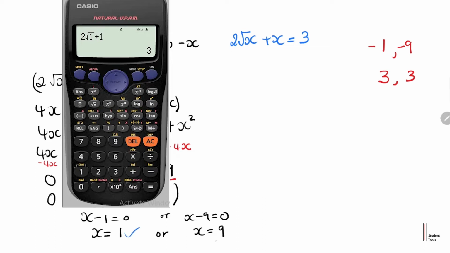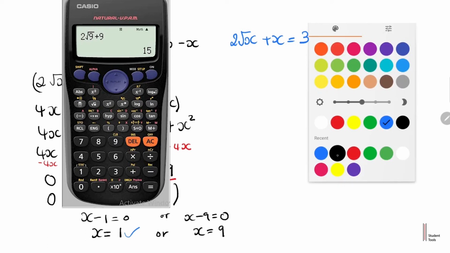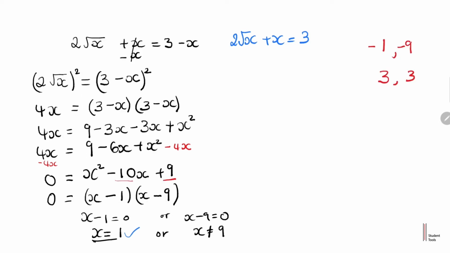And what about the 9? Let us substitute with the 9. So let us start here. We'll delete the 1 and add the 9. And also here, delete the 1, we add the 9. So is that equal to 3? No, it's equal to 15. So that means x is not equal to 9. x is only equal to a positive 1. And that is just how we solve for x in this case.